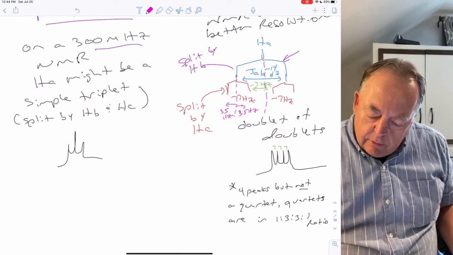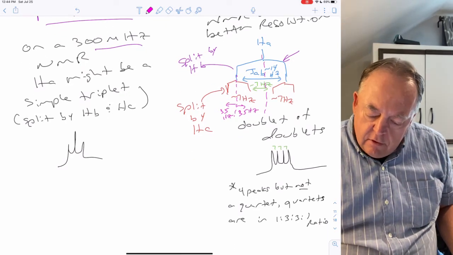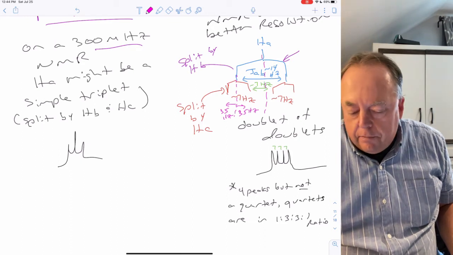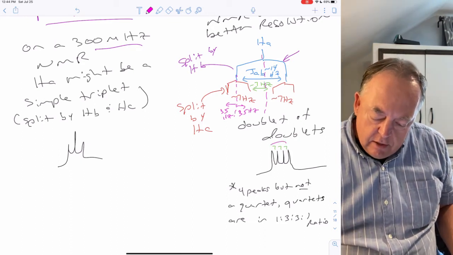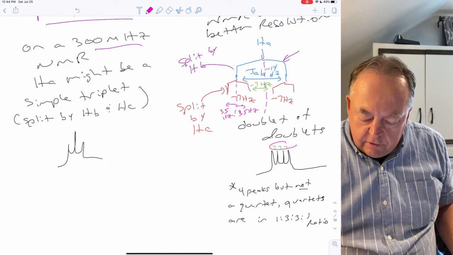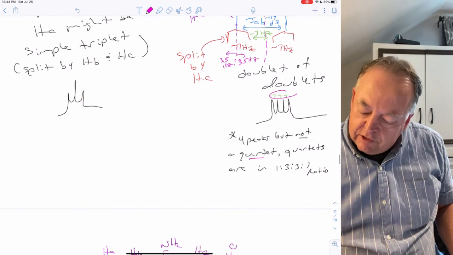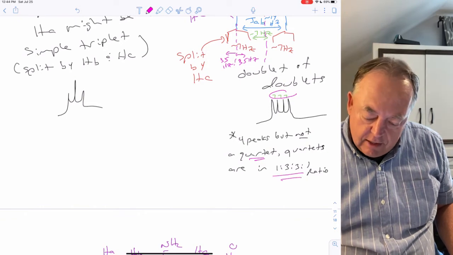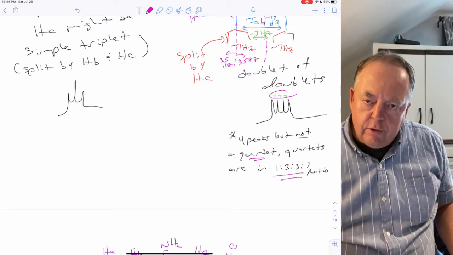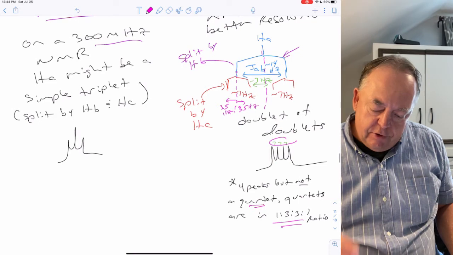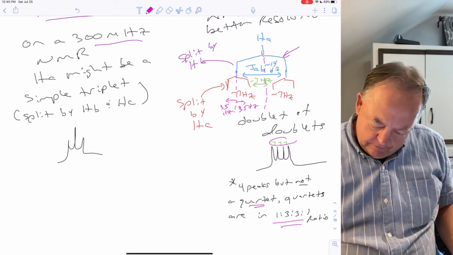So you would see a doublet of doublets, where in this case, just because of the magnitude of the coupling constants, you would have 7 hertz, 7 hertz, and 7 hertz between all of those. So again, it's 4 peaks, but it's not a quartet, right? How do you know it's not a quartet? Because a quartet comes in a 1 to 3 to 3 to 1 ratio, and those peaks are in a 1 to 1 to 1 to 1 ratio.